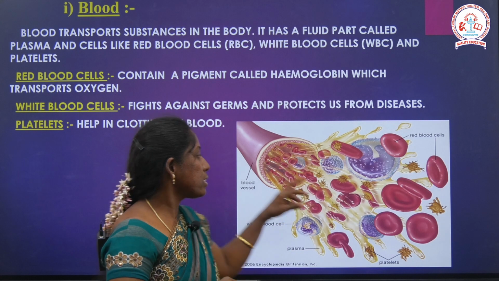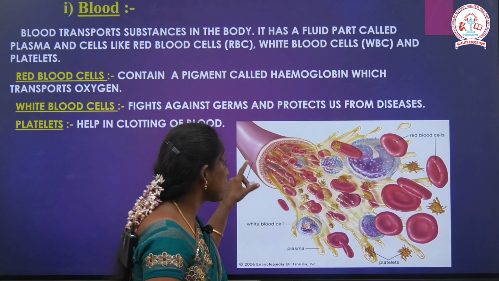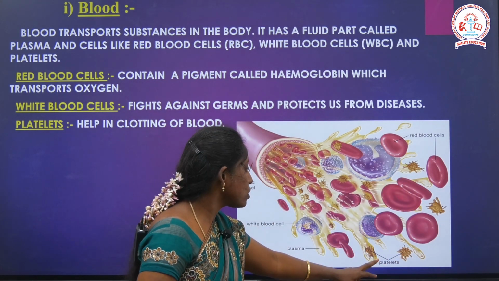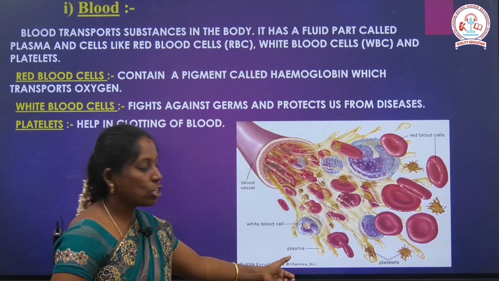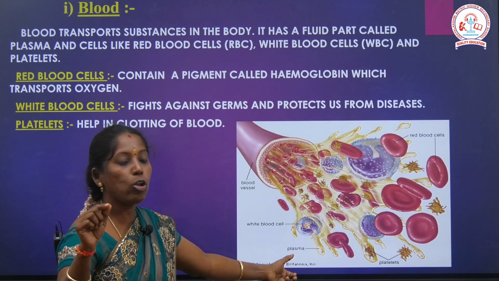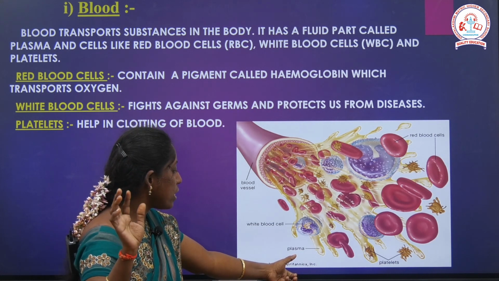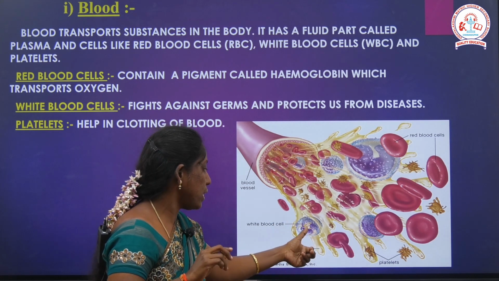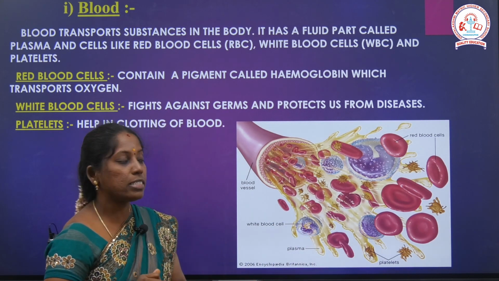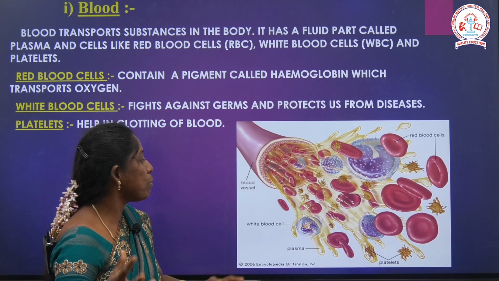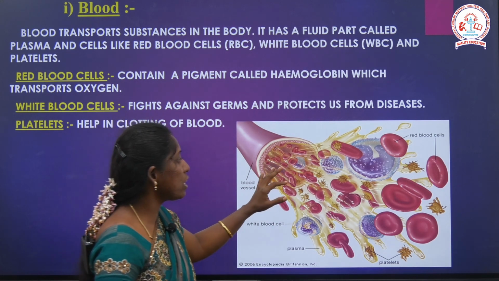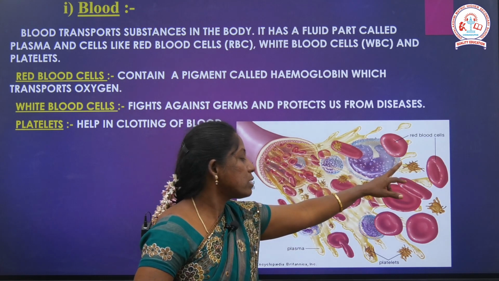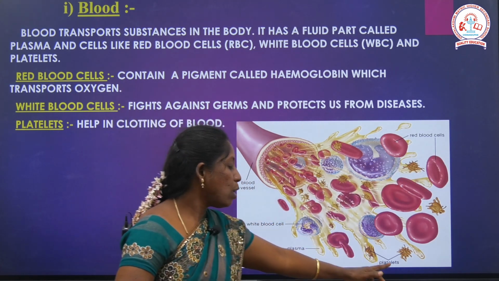Next, this is an important part. They have given in the picture also: blood vessels, then red blood cells, then platelets, then plasma. I told you that the yellow colored fluid present in the blood is called plasma. Then white blood cells. These white blood cells fight against diseases and prevent the body from diseases. So these are the important components present in the blood: plasma, red blood cells, white blood cells and platelets.